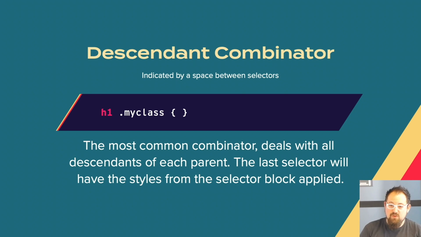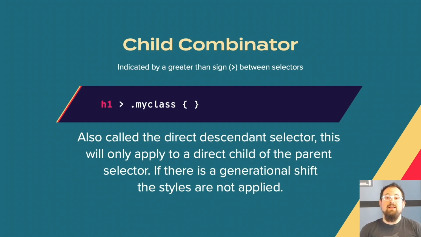Okay. So when we go from the descendant combinator, we then have a child combinator. I've also known this to be called the direct descendant selector. So this is that there is a my class inside of an H1, but only directly. So the HTML has to be H1, and then somewhere inside that is a my class. But if there's another my class inside of a my class, that third my class will not get those styles.